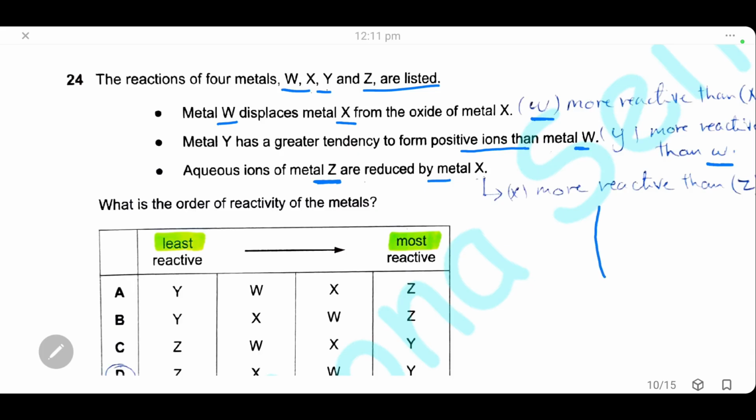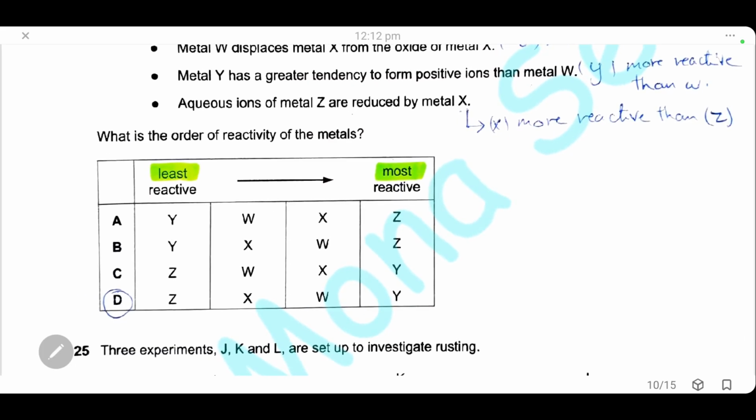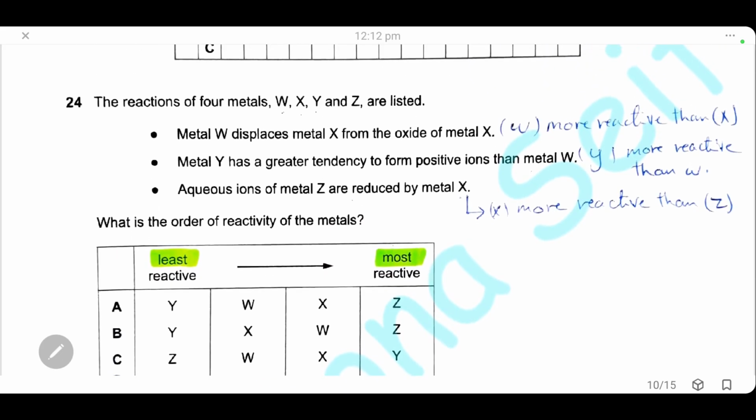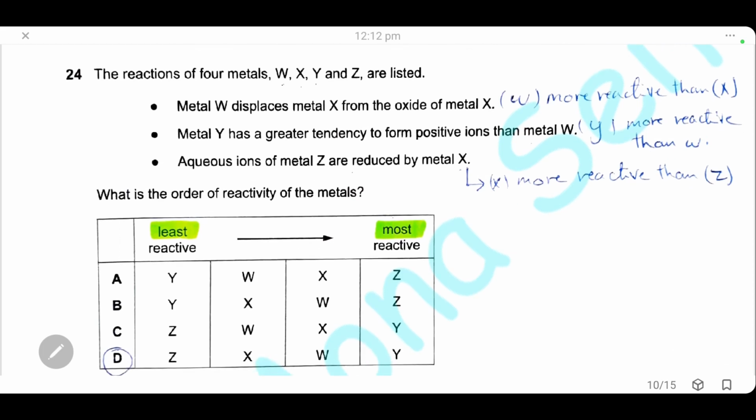So here we want the order of reactivity of the four metals. As we can see, here is the least reactive and here is the most reactive. We said that W is more reactive than X, Y is more reactive than W, and X is more reactive than Z. So the least reactive will be Z, then followed by X, then W, and finally Y will be the most reactive, as we ordered here, written on the right side.